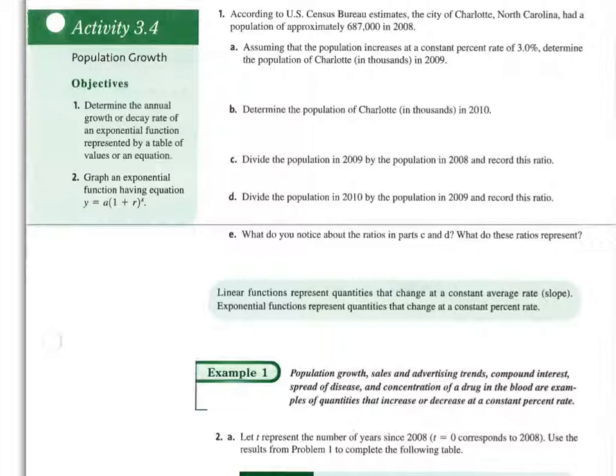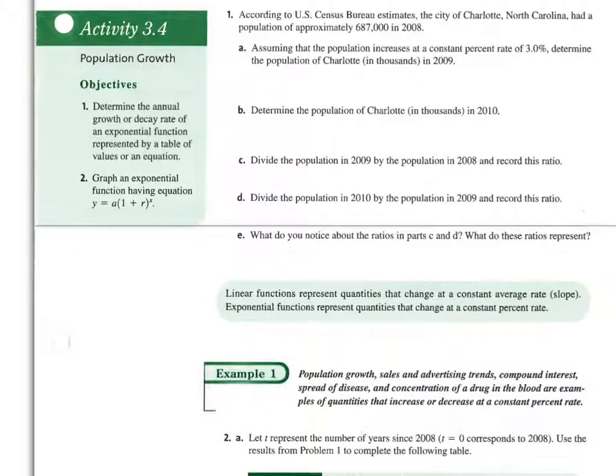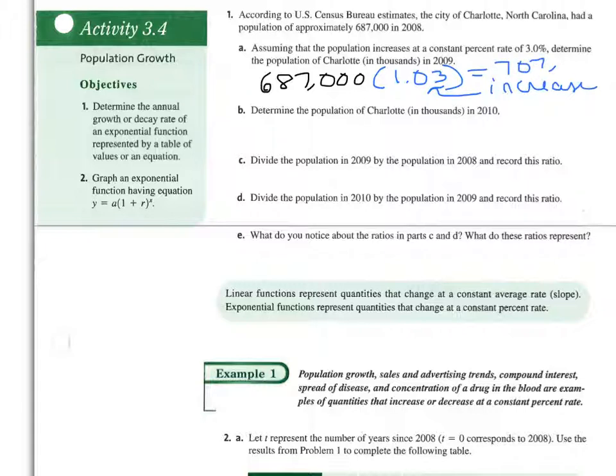So I'm going to take that current population, 687,000. And I'm going to multiply by, just like we did in the past, if it's a 3% increase, I'm going to multiply it by 1.03. The 0.03 is the increase right here. And remember, the 1 is the initial. Okay, so once I multiply this out, I end up getting 707,610. So that would be the population in 2009.